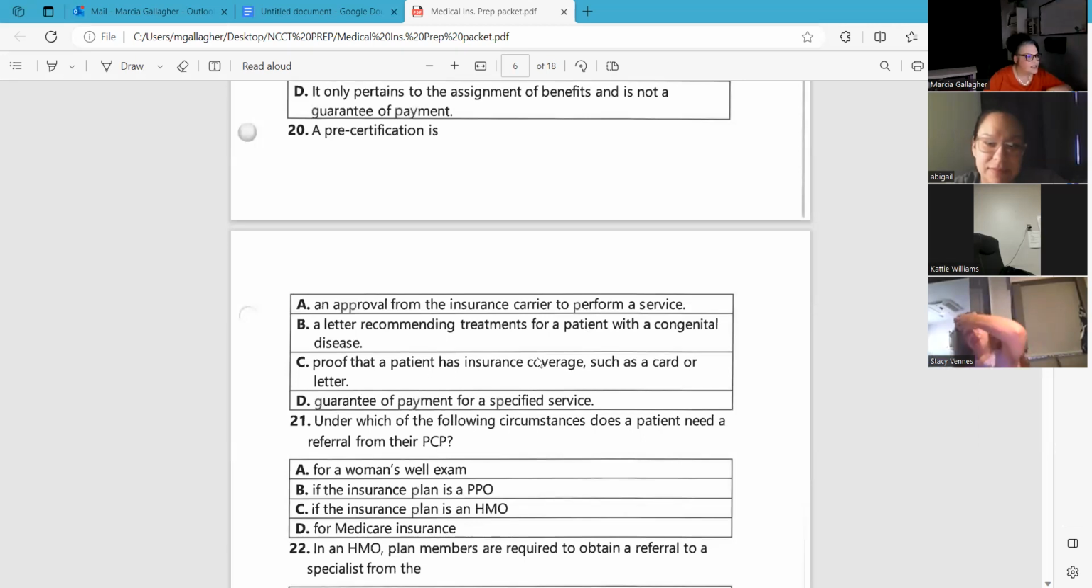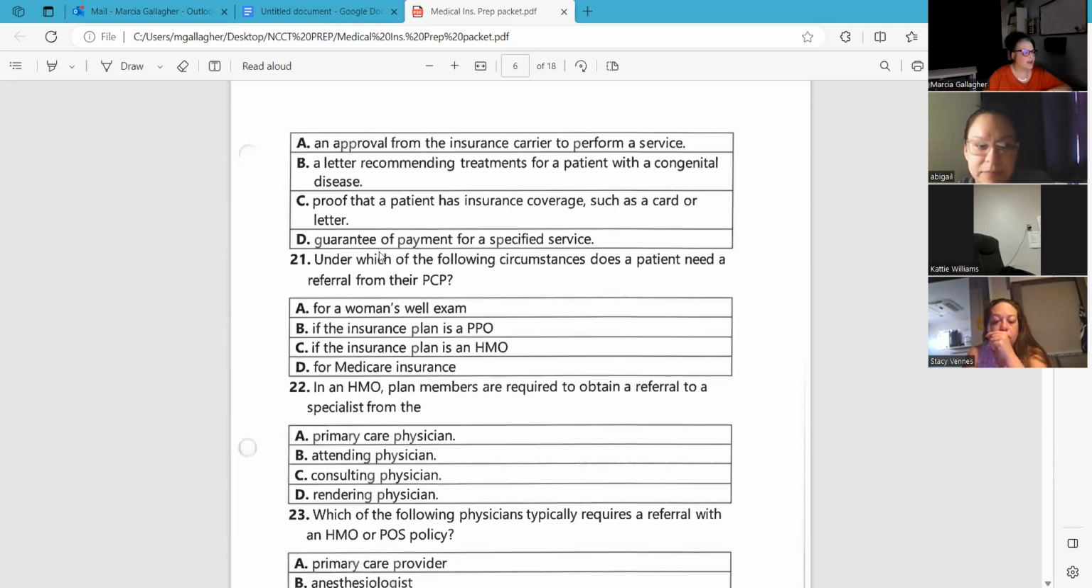Proof that a patient has insurance coverage. I can see where you would automatically think that, because if you don't have insurance coverage, then why would you get a pre-certification? So I can see where you would think, well, maybe that could be it. But in this case, it's an approval. Remember that word, approval.